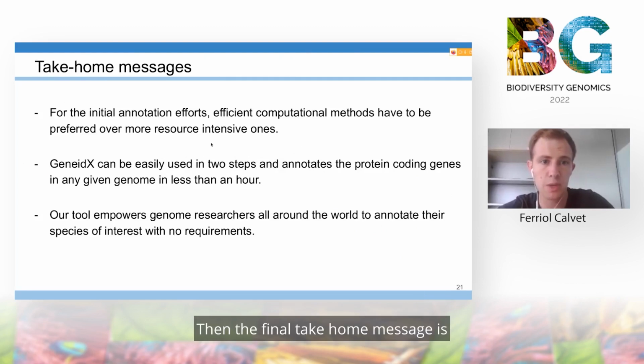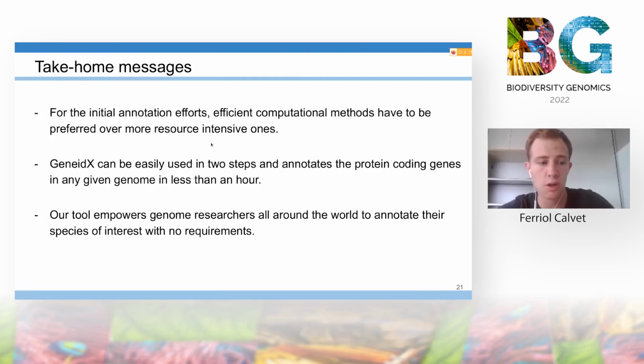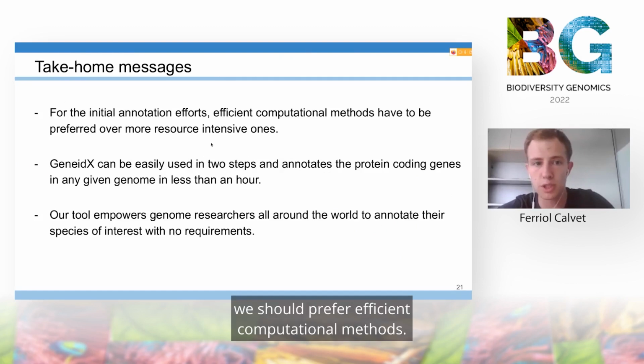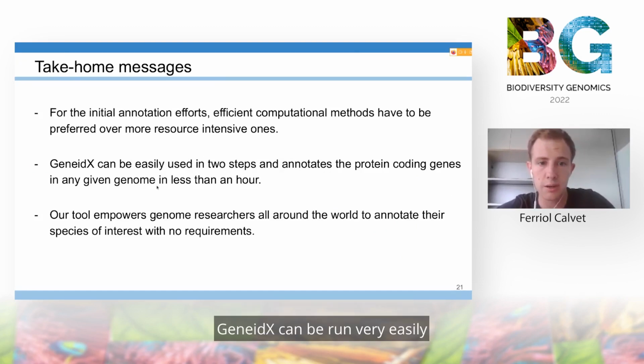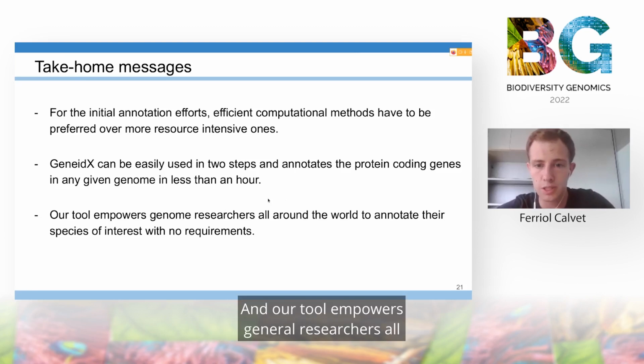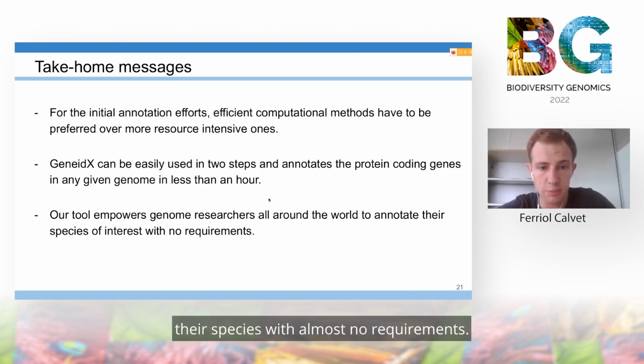The final take-home message is that for initial annotation efforts, we should prefer efficient computational methods. Geneid can be run very easily in 2 steps, as I showed before. And our tool empowers genome researchers all around the world to annotate their species with almost no requirements.